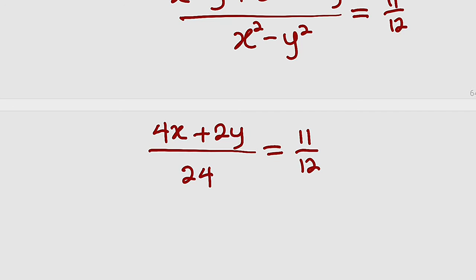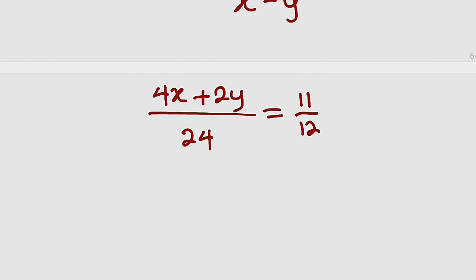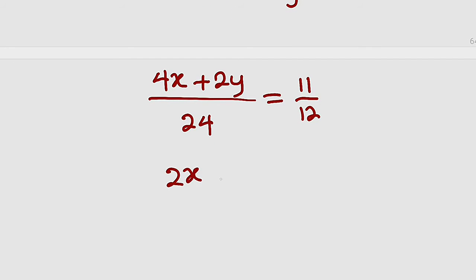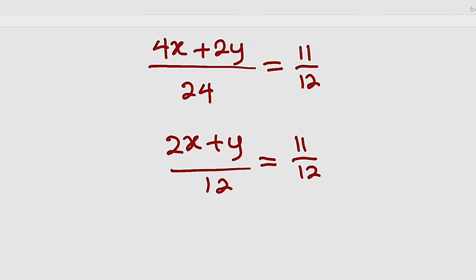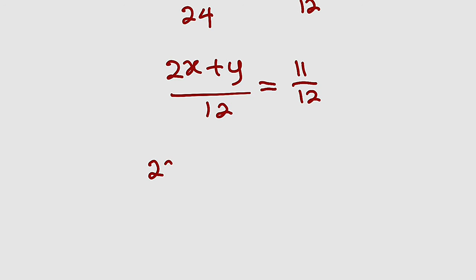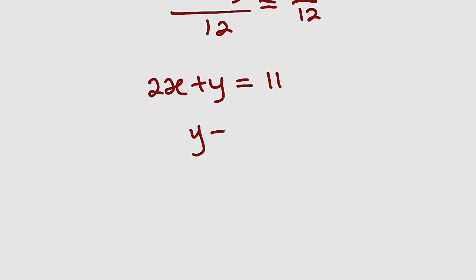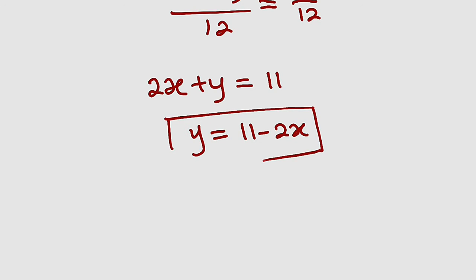The denominators are almost the same. We can divide the top and the bottom of the left fraction by 2. So we can reduce it to (2x plus y) divided by 12, right? So this is equal to 11 divided by 12. Since the denominators are the same, we can equate the numerators. We have 2x plus y equal to 11. Let us make y the subject here. So we have y equal to 11 minus 2x.